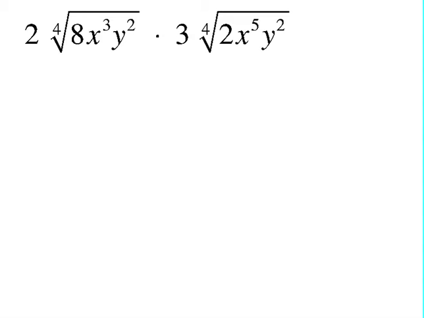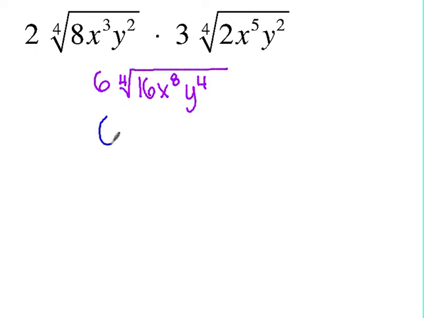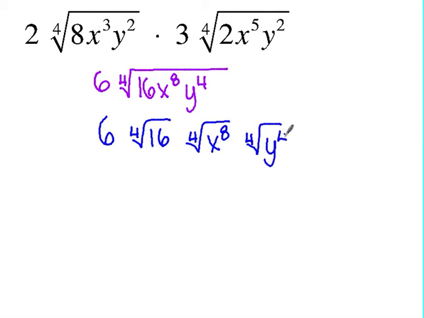2 and 3. Yep, 6, 2 times 3, good. Times the 4th root of 16 x to the 8 y to the 4th. Okay, so now what I'm going to do is break down each individual term. So I've got 6 times the 4th root of 16, the 4th root of x to the 8th, and the 4th root of y to the 4th. Okay. So 6 times 2, good.